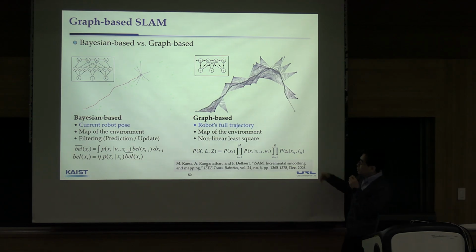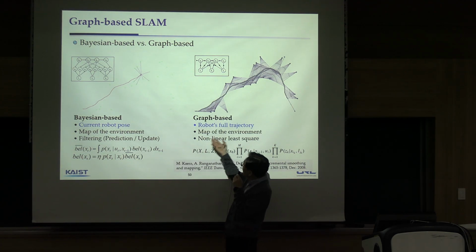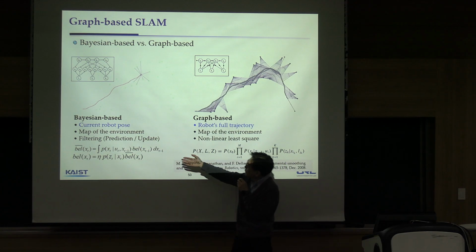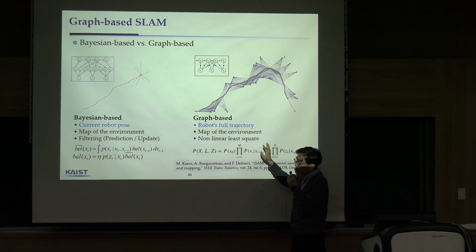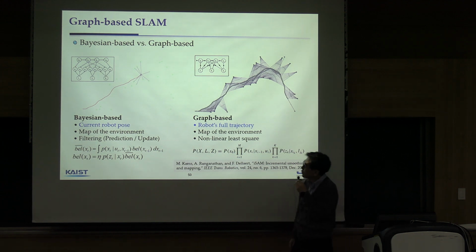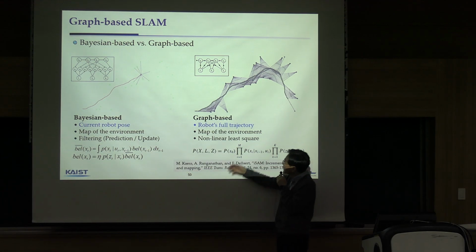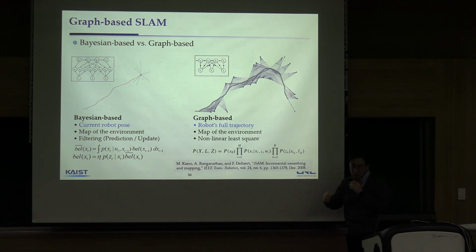As I already mentioned, we can have the Bayesian-based approach or the graph-based approach. Bayesian-based is also called the filtering-based approach, and graph-based is the optimization-based approach. We are only concerned about the current pose in the filtering-based approaches, but in the graph-based approaches, we are concerned about the full trajectory.